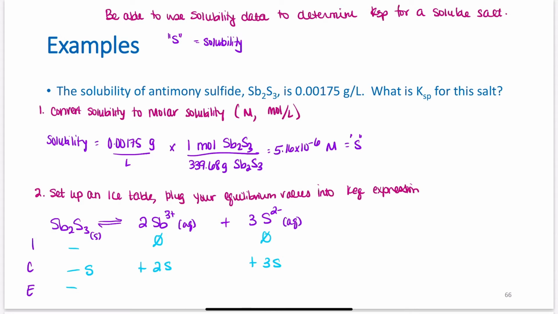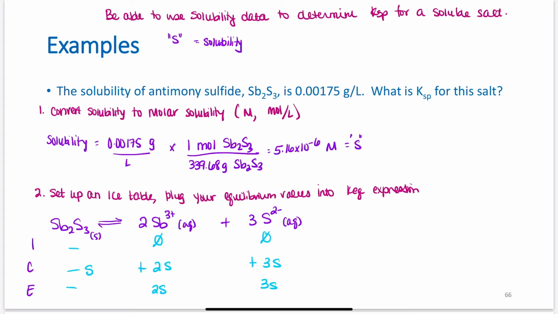If you're not comfortable with the S, use X. We only use S because it represents solubility. Okay, so it's just like we've done with ICE charts before using X, but this time we're just using the letter S for solubility. I know some students have a hard time with the letter S because it looks like a 5. Use X if you would feel like it. I don't care. At equilibrium, 2S and 3S.